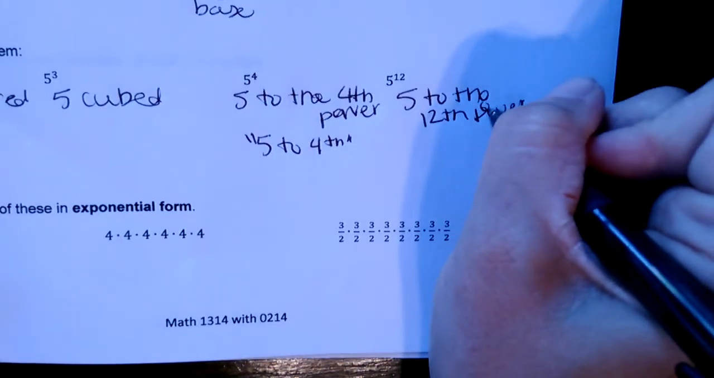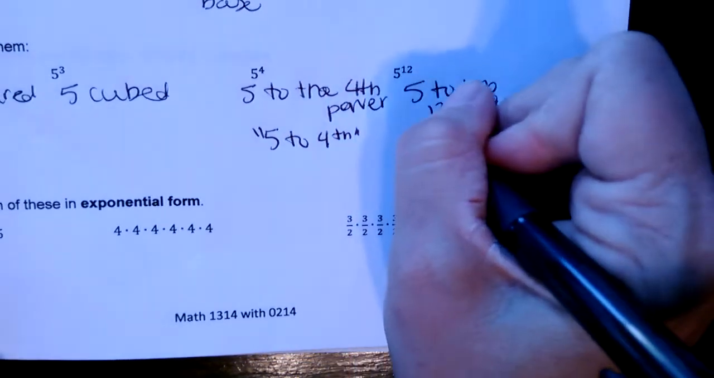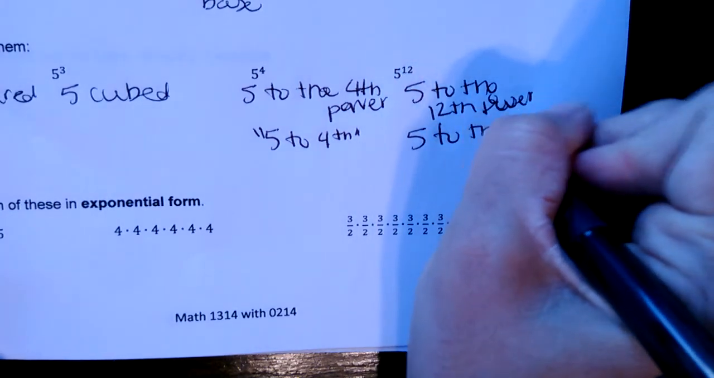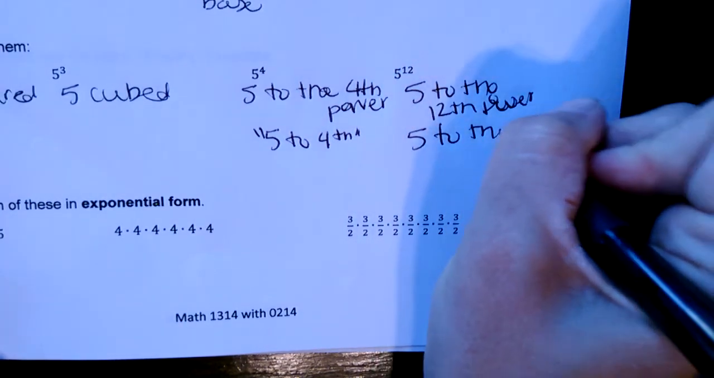I'm trying to fit it all in there. 5 to the 12th power. A lot of times just say 5 to the 12th. Need to write neater.